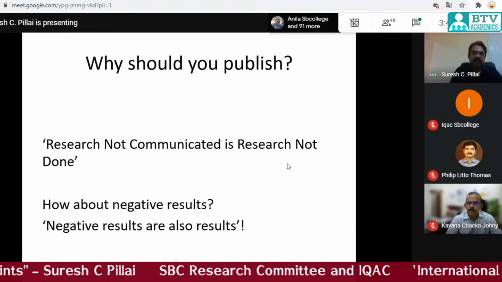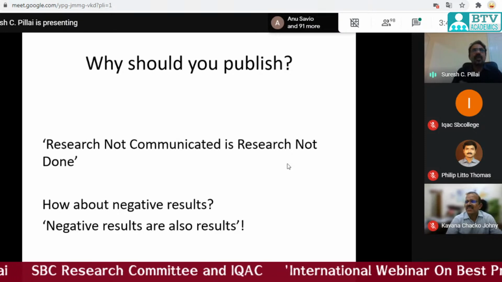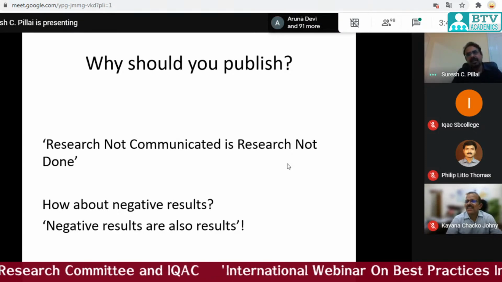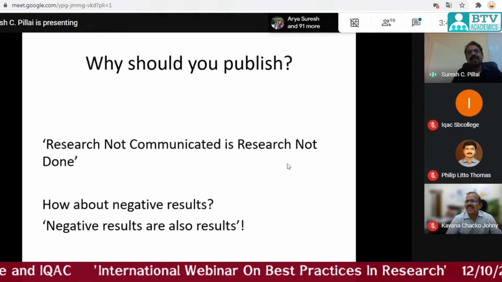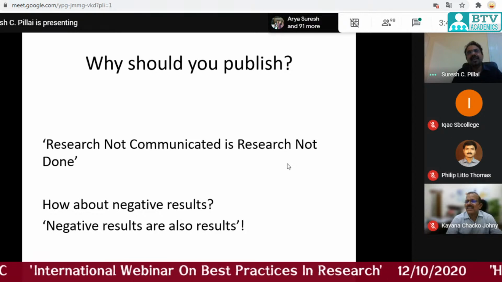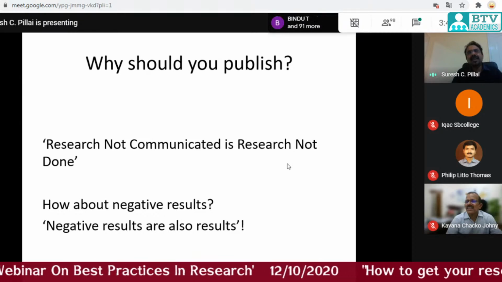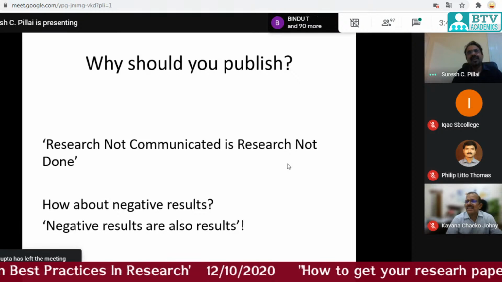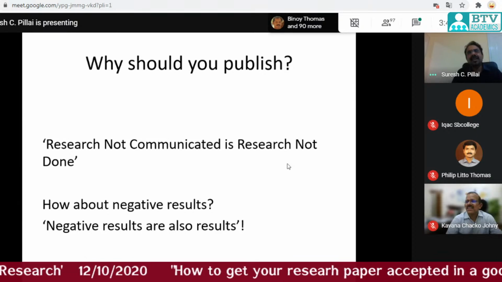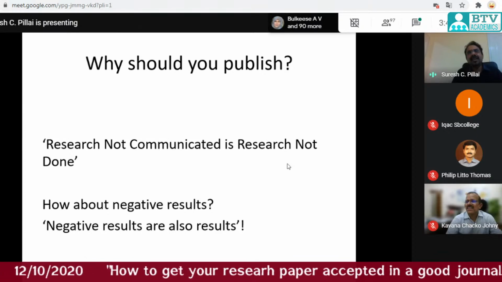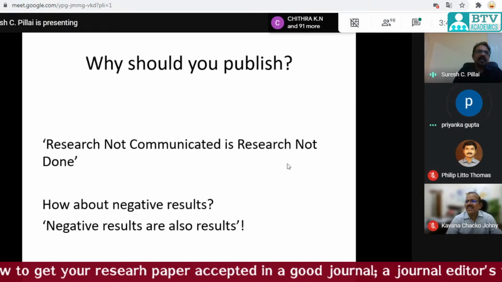Always remember this: research not communicated is not research done. If you don't communicate, if you don't publish, consider it as not done. How would the world know that you have done that work? So I always recommend researchers and students to publish it. Otherwise, it is not considered as done. So research not communicated is research not done. And this is the question people always ask: how about negative results?